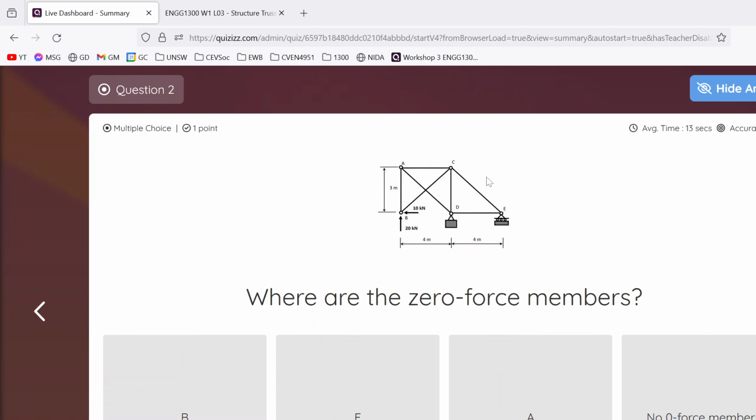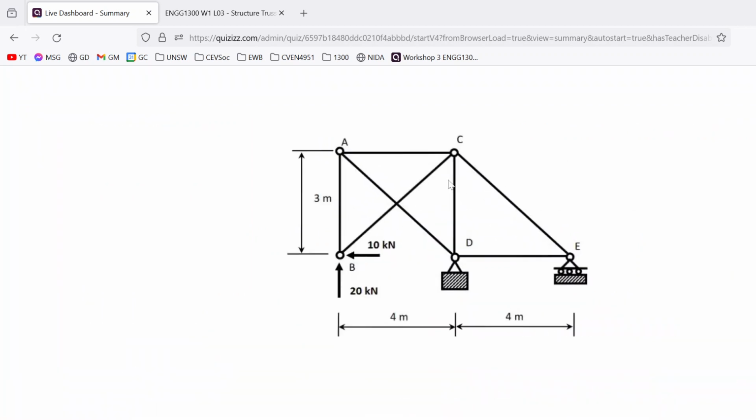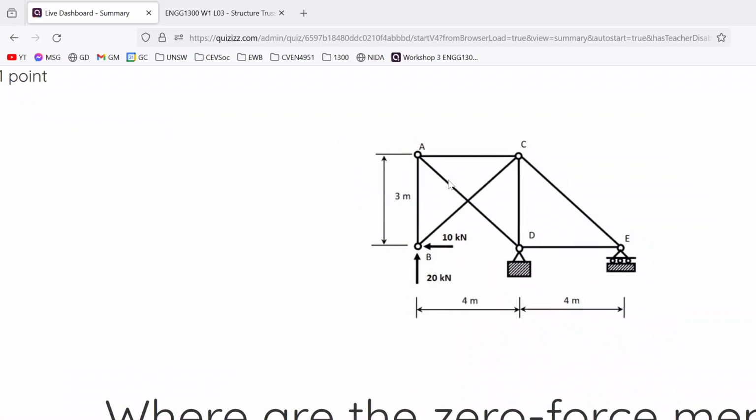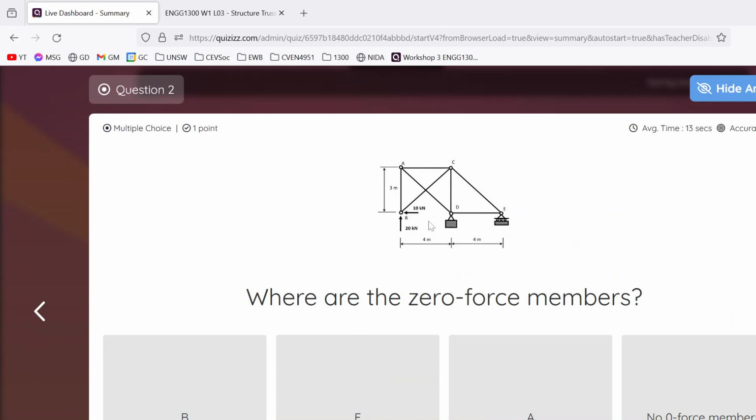So this is a bit of a troll question, I'm not gonna lie, guys. It might look like joint B here is a zero force member because we have two members coming off of it, but we have external forces, and therefore this can't be a zero force member, and none of the other ones meet the criteria. So there's no zero force members here.